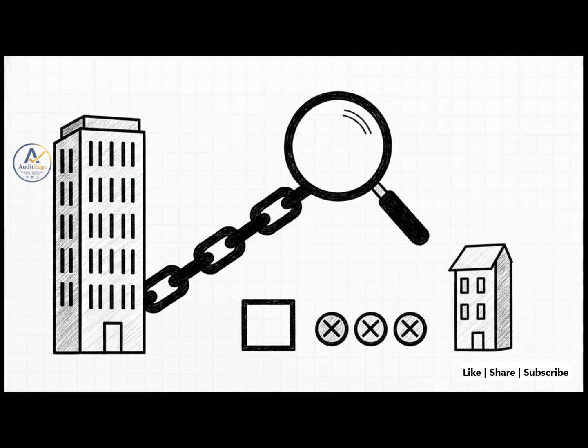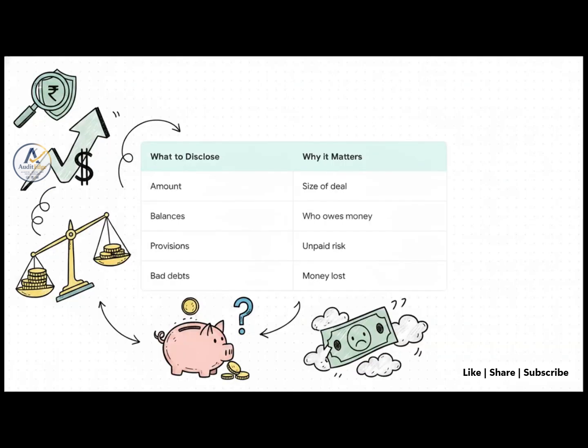Why? Because the power of control is so strong that just knowing the parent company exists helps the public understand who is truly making the big decisions. But when transactions do actually happen, the rules get very strict. Let's break down what must be disclosed. A company must report the exact amount of the transactions, which obviously shows us the size of the deal. They also have to show any outstanding balances and terms, meaning who owes money to whom and if that money is secured safely. And very importantly, they must show provisions for doubtful debts and bad debt expenses.